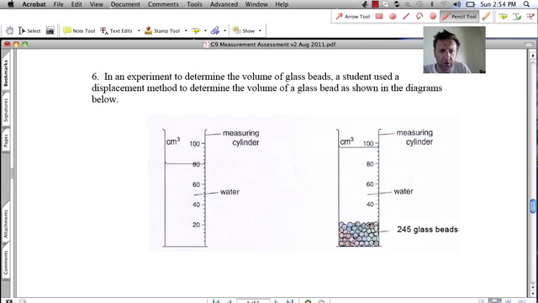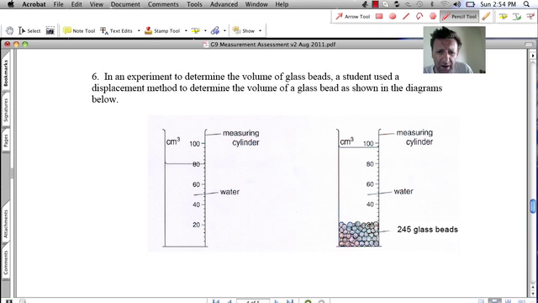Okay, nearly there, boys and girls. We're on to question number 6. In an experiment to determine the volume of glass beads, a student used a displacement method to determine the volume of a glass bead as shown in the diagrams below.